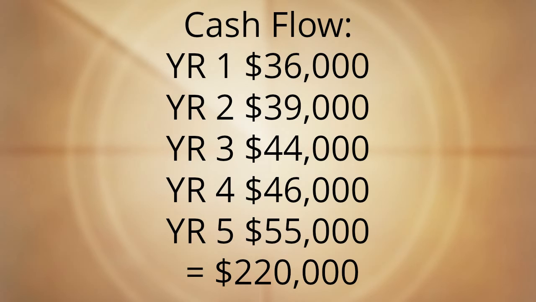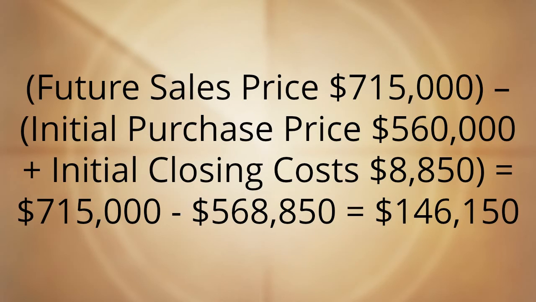Sales price at year 5 was 715,000. So how do we figure the appreciation? Future sales price of 715,000 minus the initial purchase price of 560,000 plus the initial closing costs of 8,850 equals $146,150. Now we have to figure the loan paydown, which is the initial loan balance minus the future loan balance.